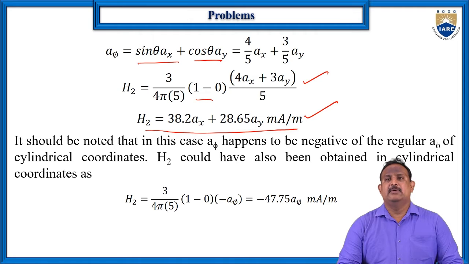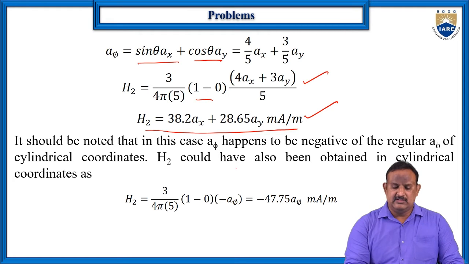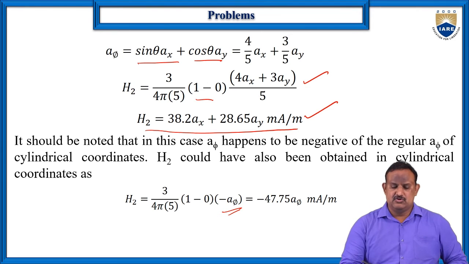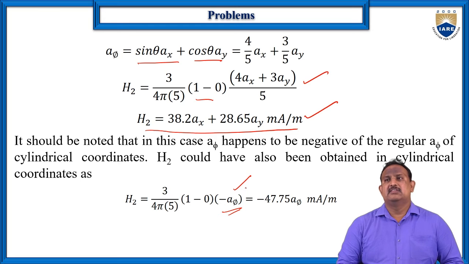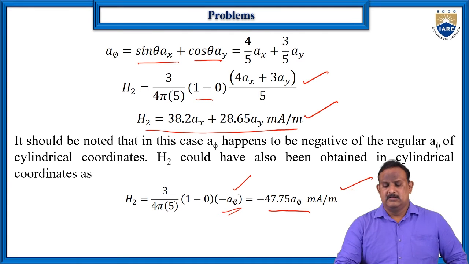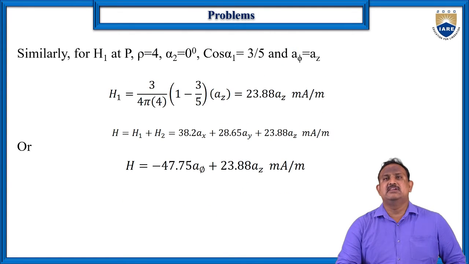Similarly, we can find the magnetic field here. In place of (4ax plus 3ay) by 5, we can assume minus a phi, where the direction of phi can be determined by using the right hand screw rule. Therefore, if we directly assume a phi in place of x comma y, the value is minus 47.75 a phi milliamps per meter. Now we need to find out the magnetic field intensity H1.